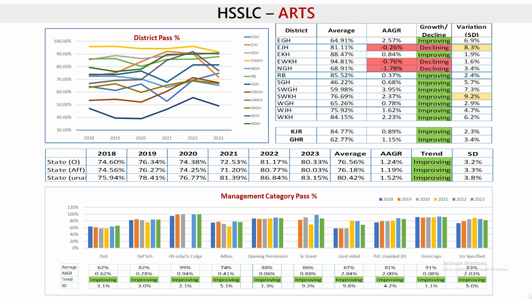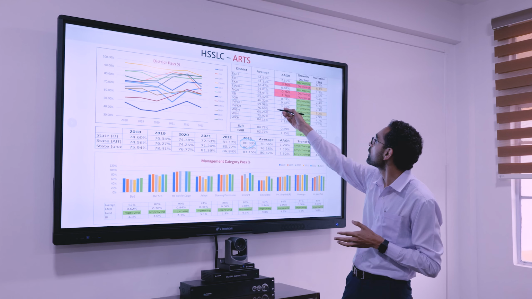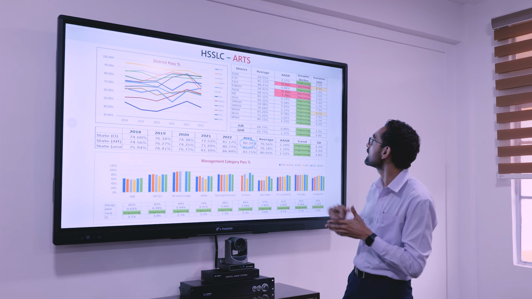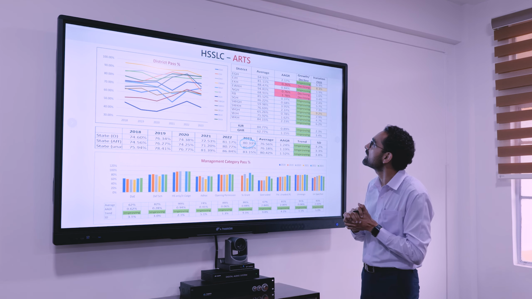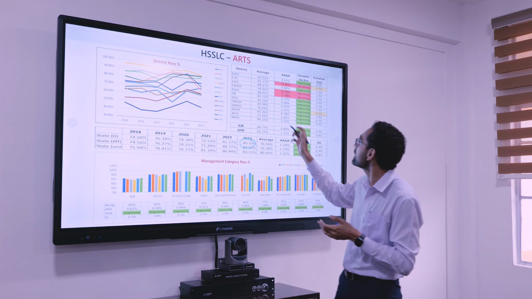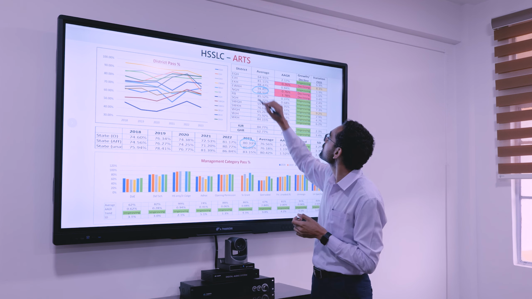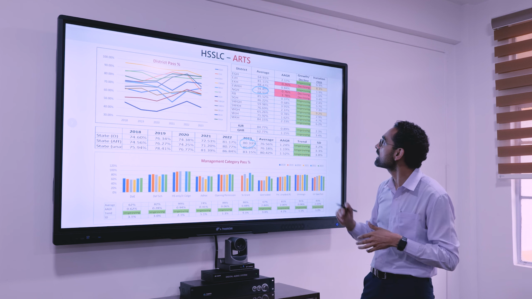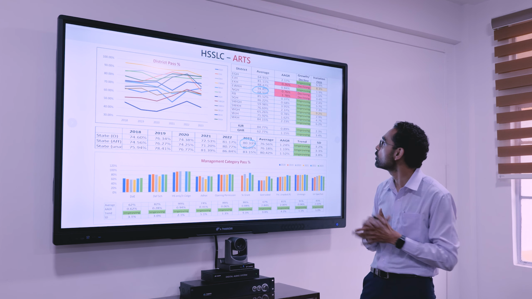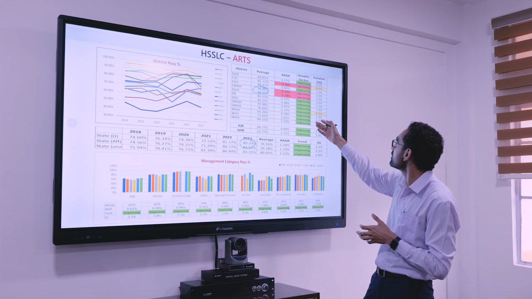If you see the district-wise variation, you will see different kinds of categories. Here also, the Garo Hills region is lower as compared to the Khasi Jaintia Hills region. I want to make a special mention of Eastern West Khasi Hills. Our new district has performed very well with 94%. And you can see the trends.